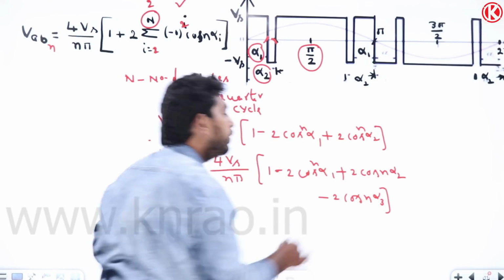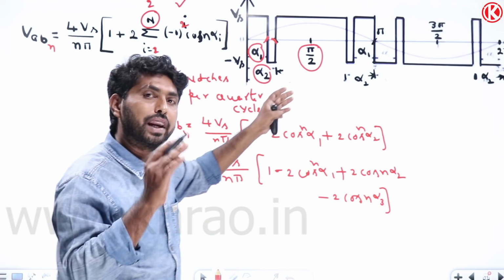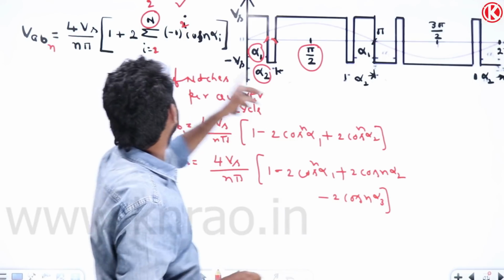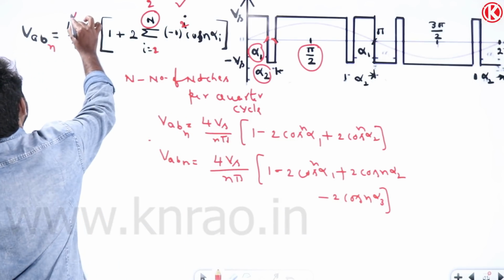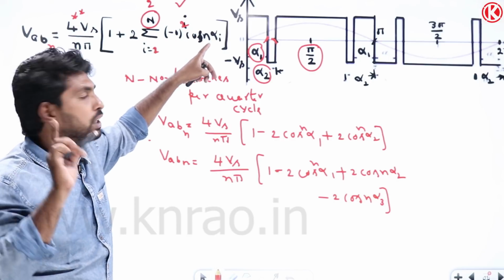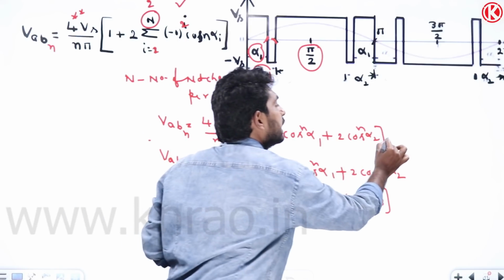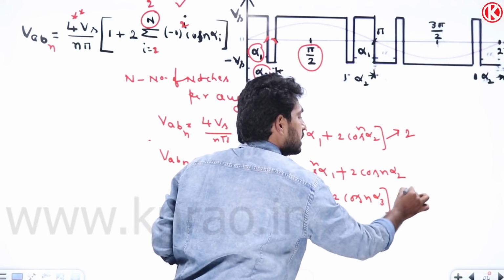So I can increase the number of notches of the waveform. You can write the expression for any number of notches by using this formula. So this formula is important. Here n is the number of notches per quarter cycle. So it is for the 2 notches, and it is for the 3 notches.